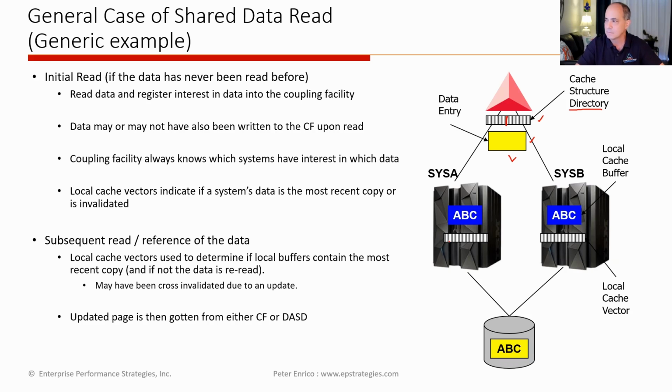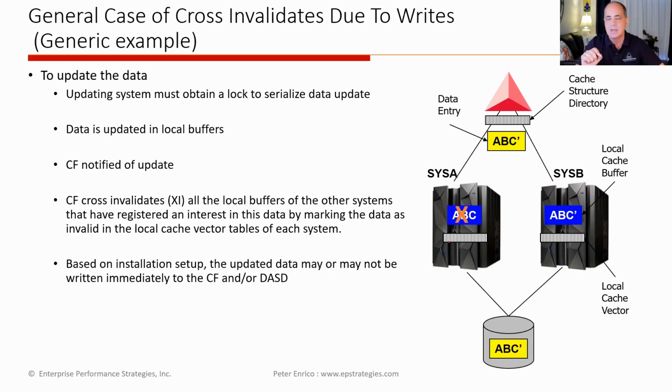Okay. But what happens many times is the data can be changed. So let's say in this particular case, system B wants to change the data, and I call that ABC prime. So that's what the prime is about, right? It wants to update the data ABC. To do that, it has to get the lock entry in the lock structure. So it has to do some serialization. That's all we talked about before. But once it has the lock and is holding the lock exclusive, it can change the data.